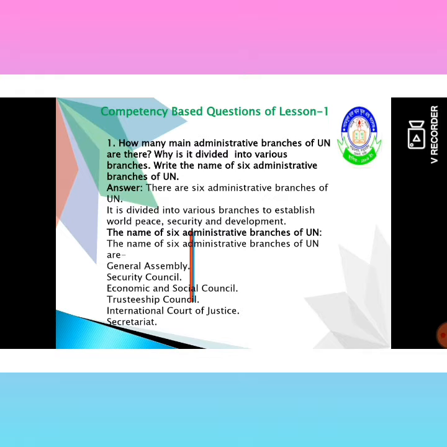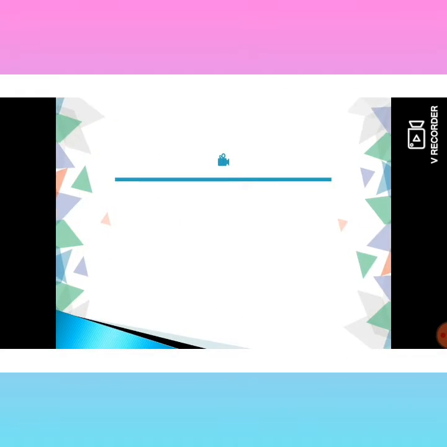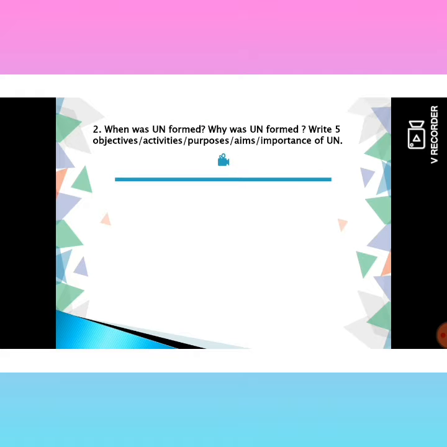The names of 6 administrative branches of the UN are General Assembly, Security Council, Economic and Social Council, Trusteeship Council, International Court of Justice, and Secretariat. These are the 6 administrative branches of UN. Next question, comprehensive question number 2. When was UN formed? And why was UN formed? Write 5 objectives or activities, purpose, aims, or importance of UN. Question pattern different, it may be, but answer same.